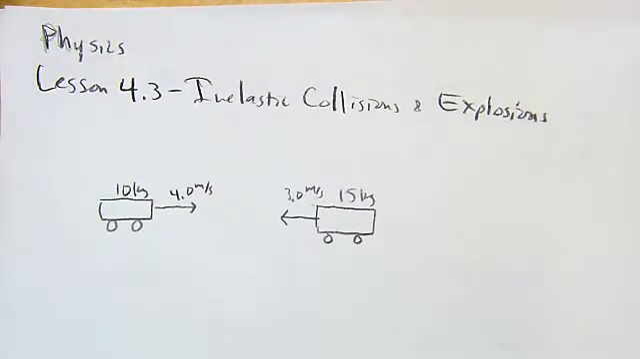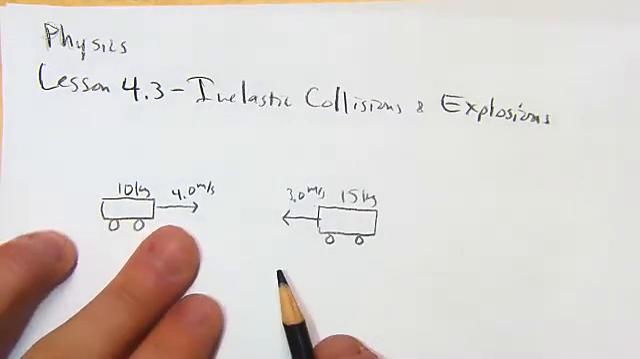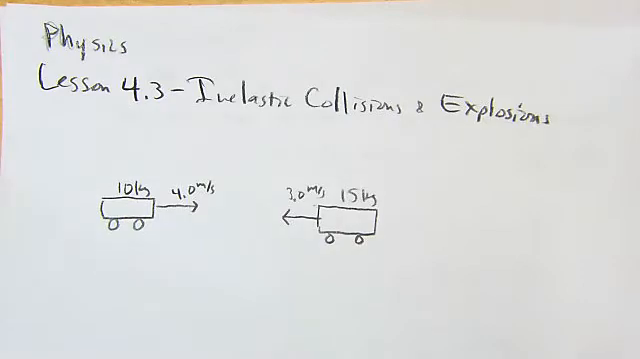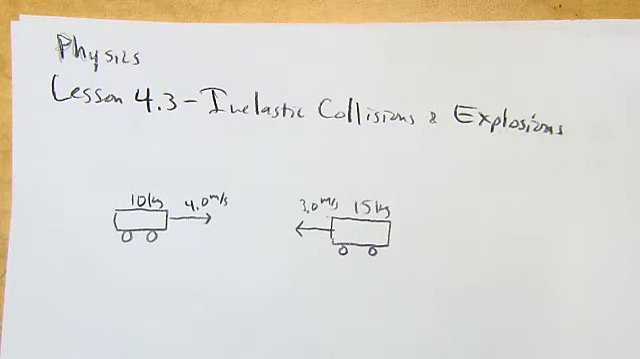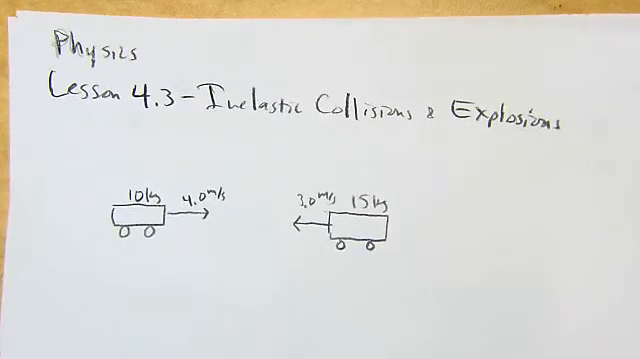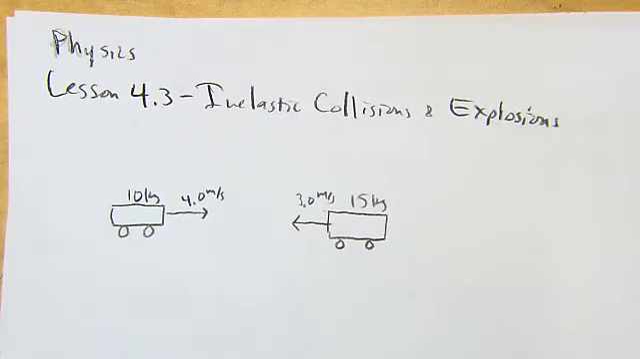All right, lesson 4.3 is inelastic collisions and explosions. So things coming together, and then we're going to look at things exploding apart. It's all about conservation of momentum. The directions will say draw the situation before the impulse, then draw the situation after the impulse, and then show your work.